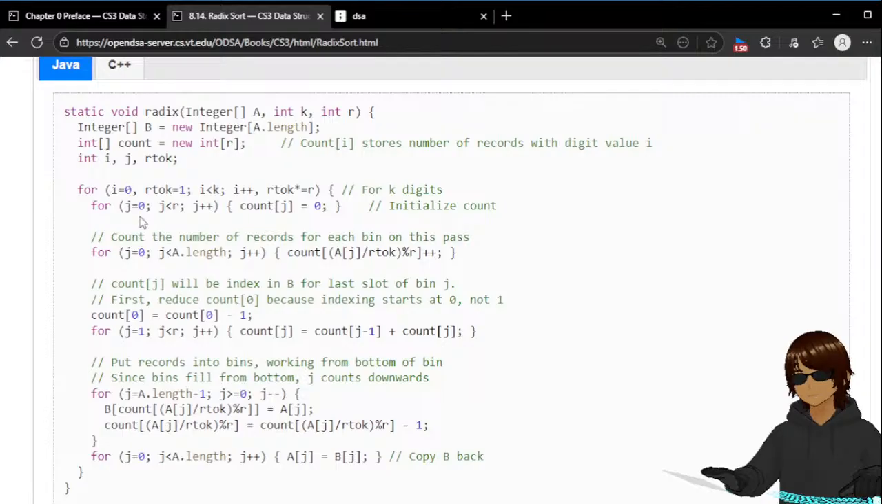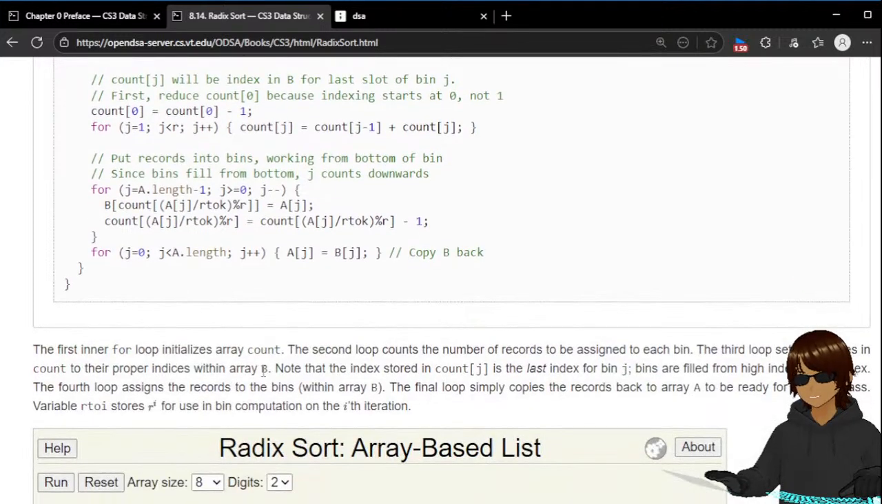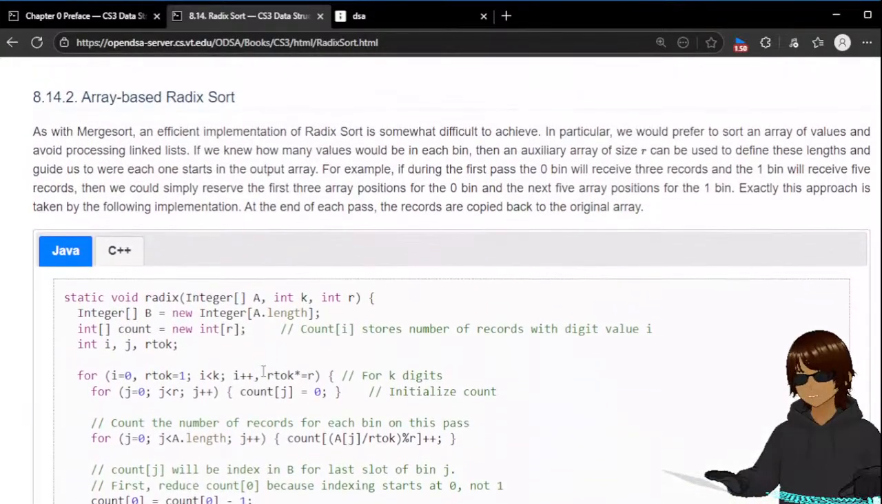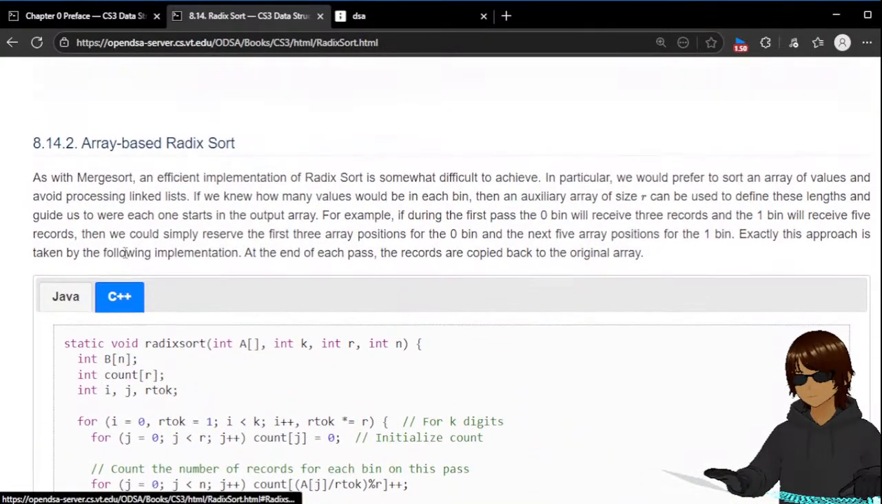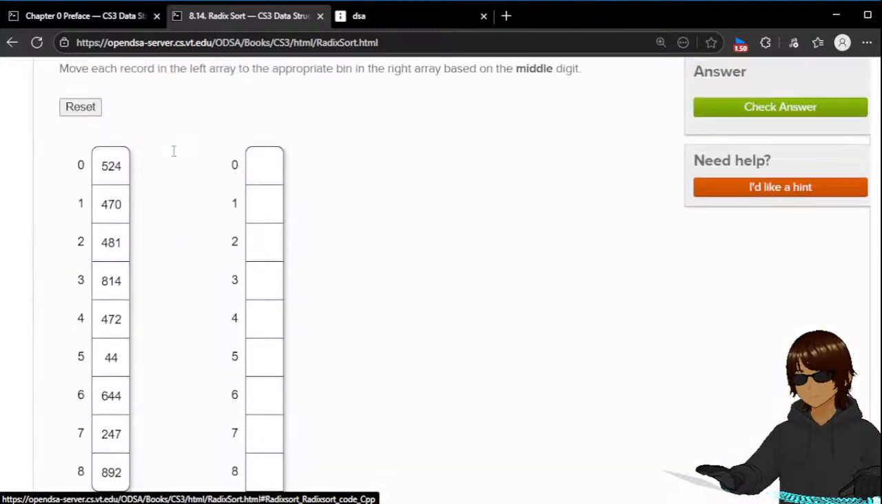Radix, k-digit, initialize counts. Okay, this algorithm is confusing. This is an array, right? Array-based radix sort.